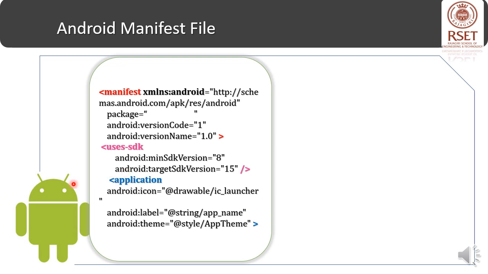Now, as you can see here, there are different attributes that have been defined. Icon, label, and theme are the commonly used attributes in the application element. Icon represents the icon for all Android application components. Android label works as the default label for all Android application components. Android theme represents a common theme for all Android applications. It represents a common theme for all Android activities.